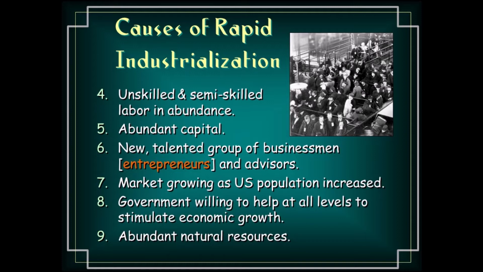There was abundant capital available. This should pop up in just a second. That means there was a lot of money available. There was a lot of wealthy people. There was a lot of entrepreneurs out there. Guys like Andrew Carnegie, J. Pierpont Morgan, Cornelius Vanderbilt. These guys were out there, and they were very willing to experiment and try different things.